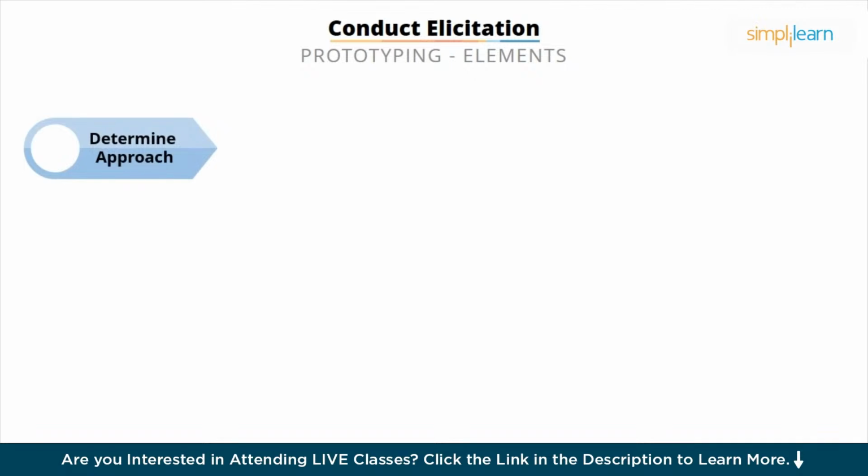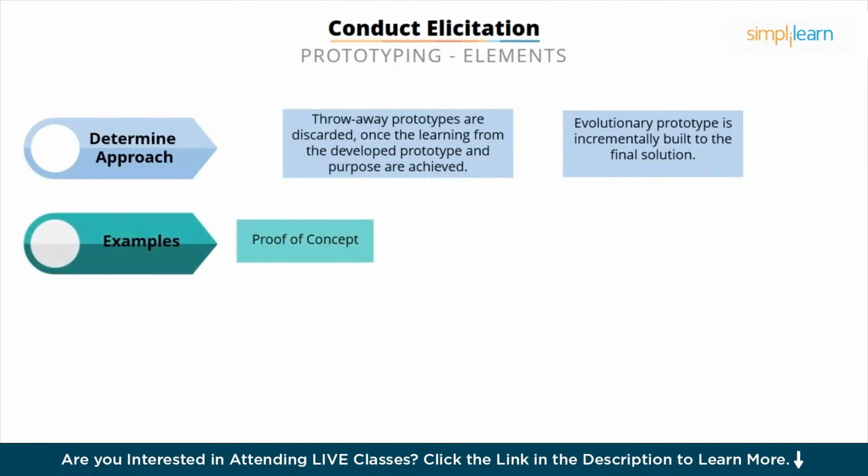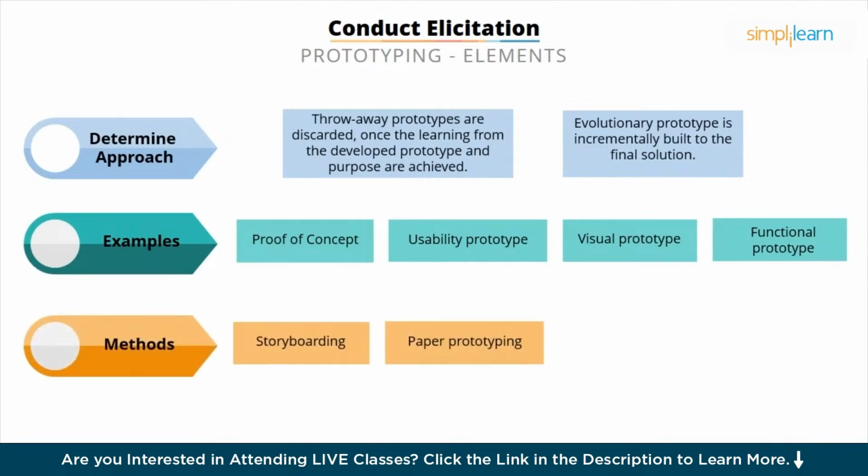Let us now discuss the elements involved in the prototyping technique. Determine the prototyping approach. It can be throwaway or evolutionary. Throwaway prototypes are discarded once the learning from the developed prototype is achieved. Evolutionary prototype is incrementally built to the final solution. Proof of concept, usability prototype, visual prototype, and functional prototype are various examples of prototyping. Storyboarding, paper prototyping, workflow modeling, and simulations are various prototyping methods.